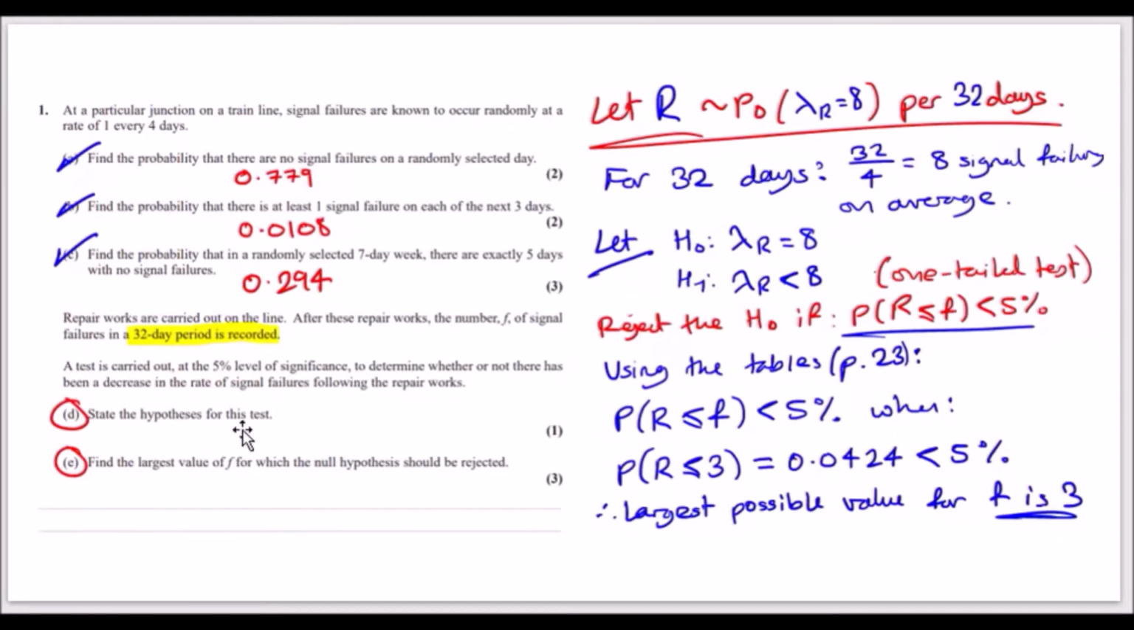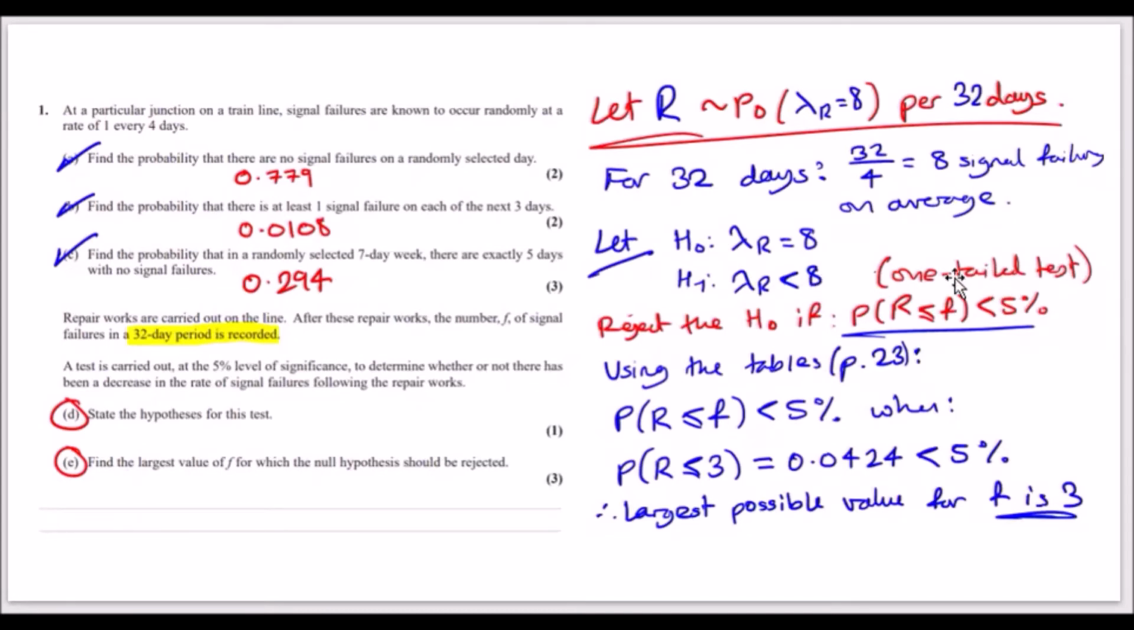Now before I even look at the hypothesis, look over here. We always suggest two things, and we always follow by the claim. The claim is always H1, that is that lambda is less than 8. There is a decrease in the average rate to 8 per 32 days.